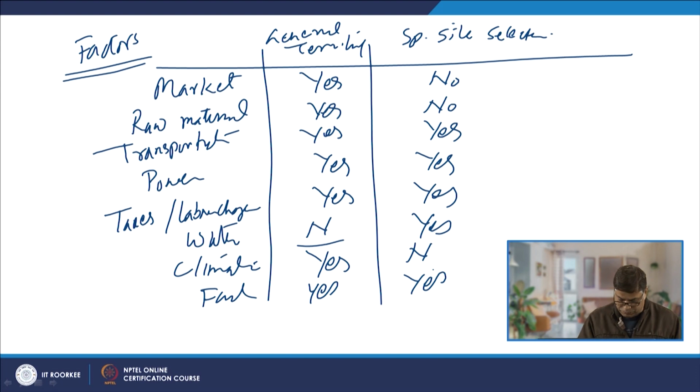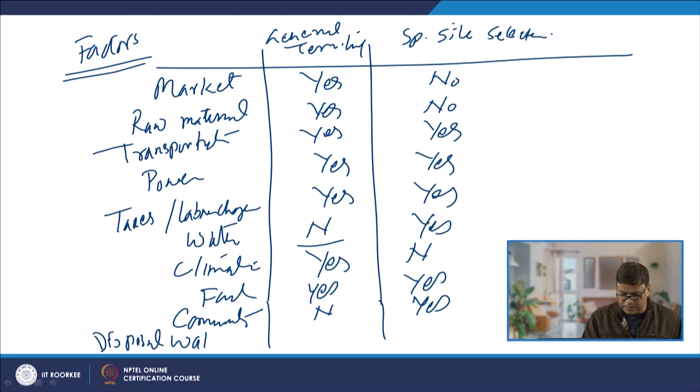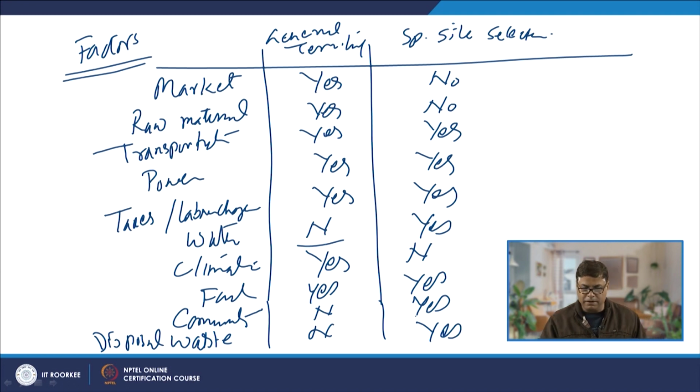And the other two factors, like thinking about the community, is not about the general territory, but really important for the specific site. And then the waste disposal, how it will be done. So, for general territory it may not be that important, but for the specific site location it is important where and how the wastes and emitting gases will be released. So, it is important to consider for the specific site selection.